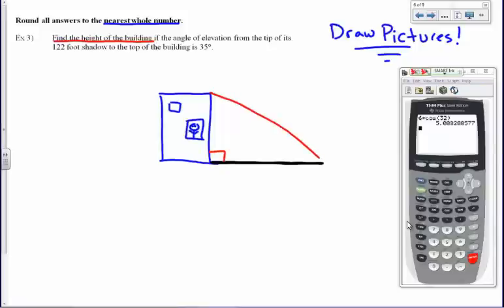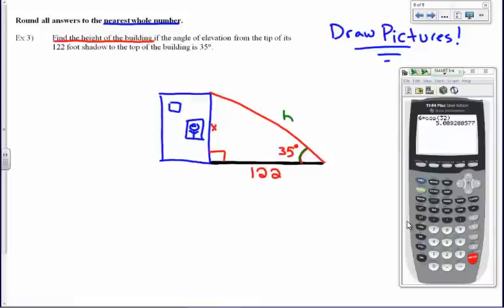So, we're going to draw that straight line from the tip of the building to the tip of the shadow, and we know that that angle of elevation created is 35 degrees. We're going to label the length of the shadow 122, and we know it's 122 feet, and we know that the height of the building is going to be some unknown number. I'm going to call it the variable x.